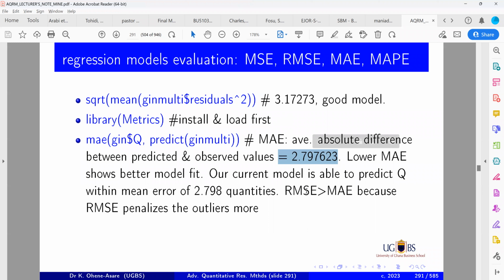Okay. But here's a point to note. The root mean square is always greater than the mean absolute error. It is because the root mean squared error will punish outliers more. So if there are outliers in the model, your root mean squared error will be bigger because they penalize the outliers. So they will punish you for having outliers in the model by increasing the root mean squared error. So if you have outliers in the model, it might make sense to use the MAE.